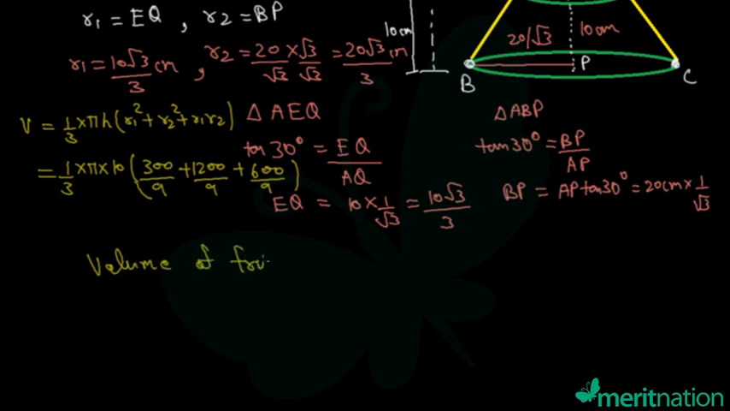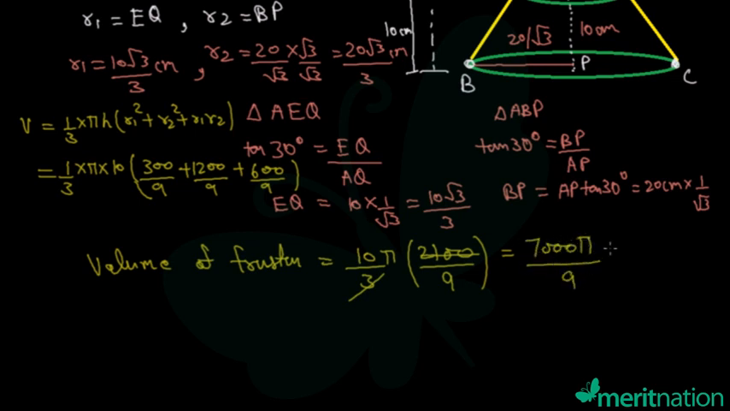So the volume of this frustum is equal to 10 by 3 into pi. If we add all these, 300 plus 1200 plus 600, it would be equal to 2100 by 9. We can cancel the common values as well, 3, 7. So it's equal to 7000 pi by 9 centimeters cube. This is the volume of the frustum.